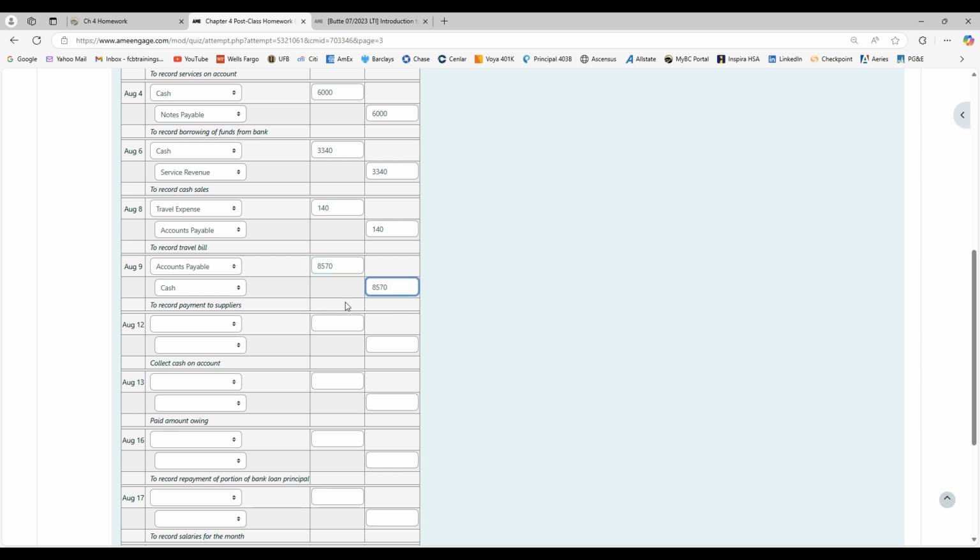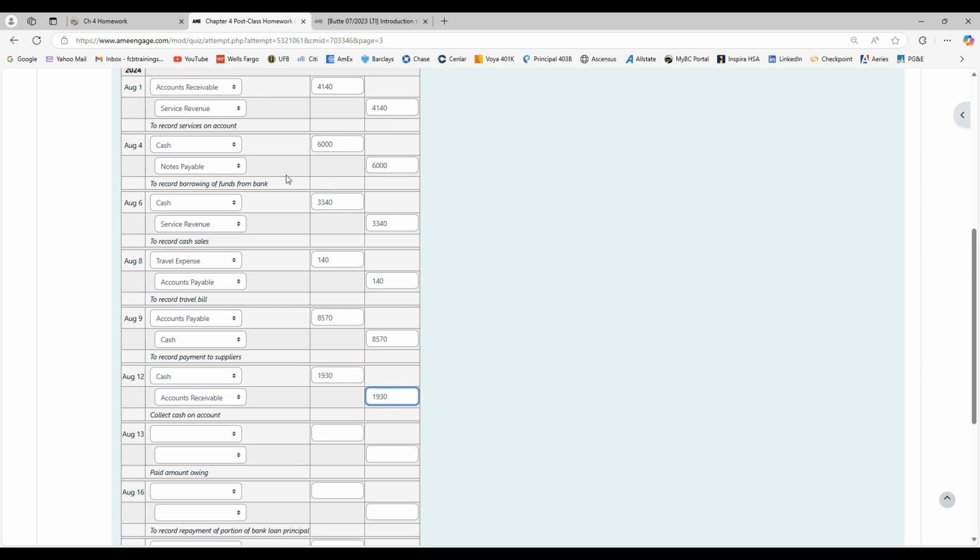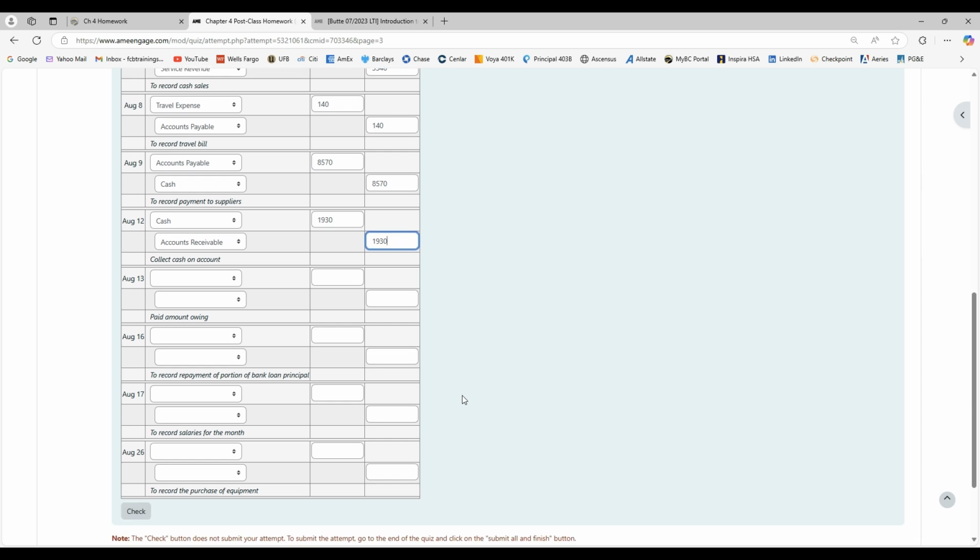August 12th, we collected $1,930 cash from customers that owe us on account. So cash is going to go up, and accounts receivable will go down, because this is the second portion of this transaction here. So first you would record revenue and a receivable, and then once you record actual cash later when you're being paid, then you record the increase in cash with a debit and decrease in accounts receivable with a credit.